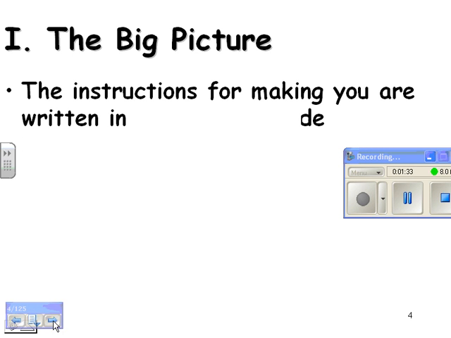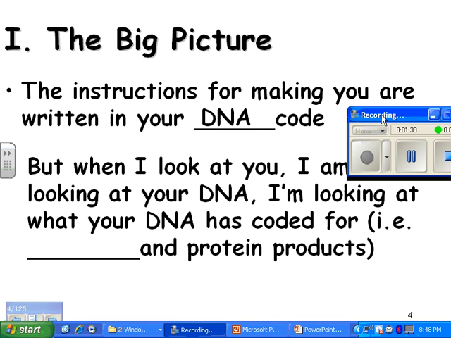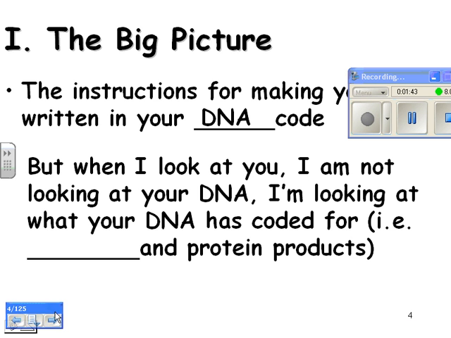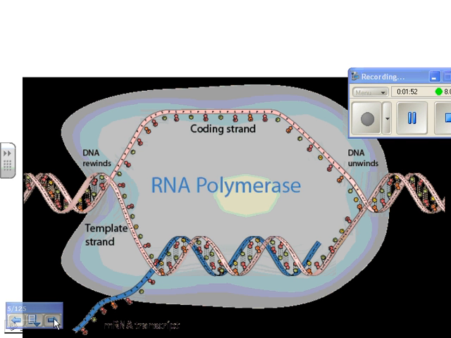So the big picture. The instructions for making you are written in your DNA code. But when I look at you, I'm not looking at your DNA. I'm looking at what your DNA has made, what it's coded for. So the proteins and the protein products. The proteins, some of which are enzymes, put together all your carbs and lipids. That's what I'm looking at when I see you.